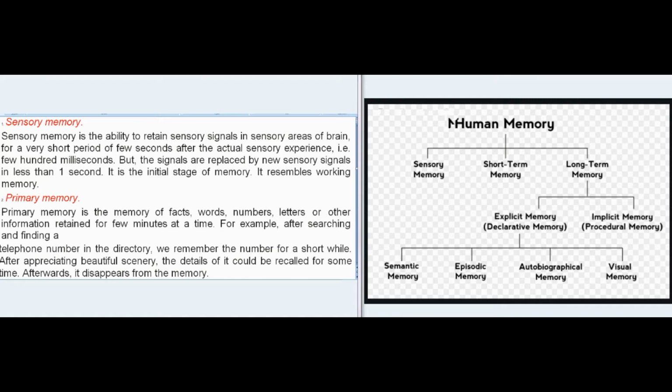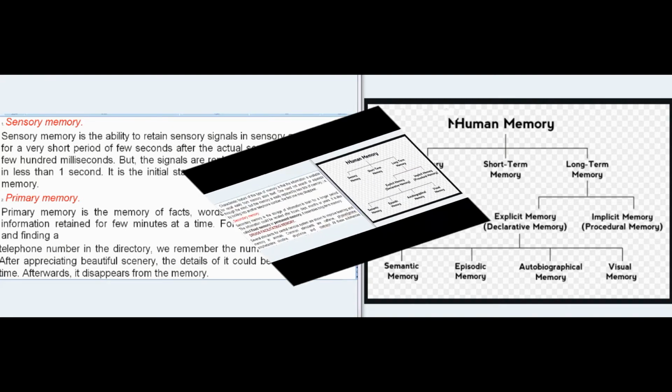Primary memory. Primary memory is the memory of facts, words, numbers, letters, or other information retained for a few minutes at a time. For example, after searching and finding a telephone number in the directory, we remember the number for a short while. After appreciating beautiful scenery, the details of it could be recalled for some time. Afterwards, it disappears from the memory.